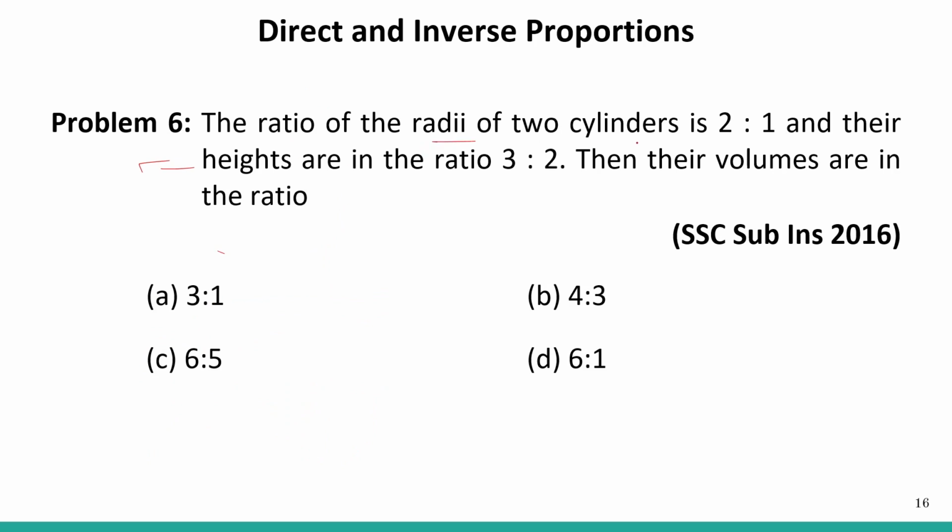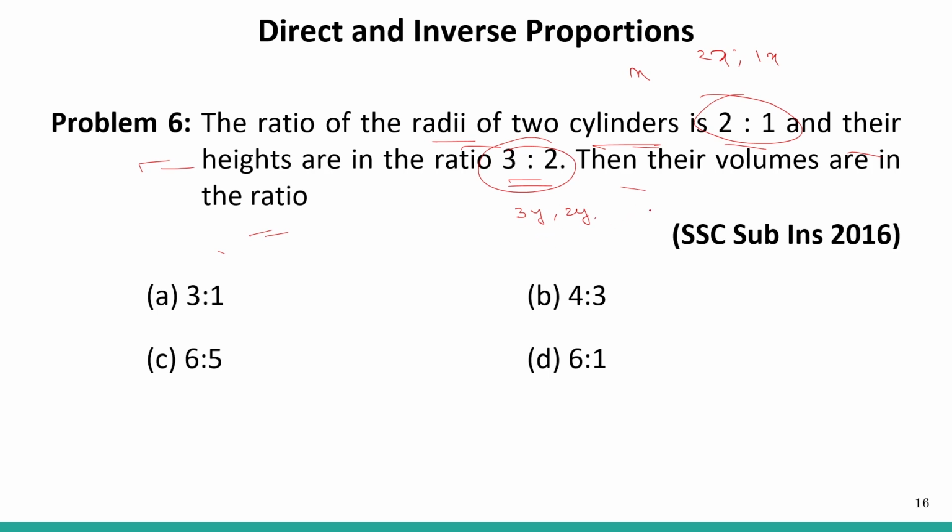The ratio of the radii of two cylinders is 2 is to 1, right? Their heights are in the ratio 3 is to 2. So their volumes are in the ratio what? Let's see. Let the common factor of the ratio of the radii be x, so 2x and 1x respectively, and let the common factor of their heights be y, so 3y and 2y respectively for the first and second cylinder.